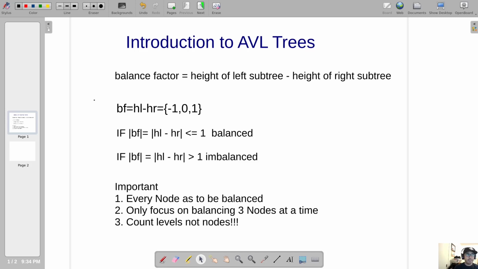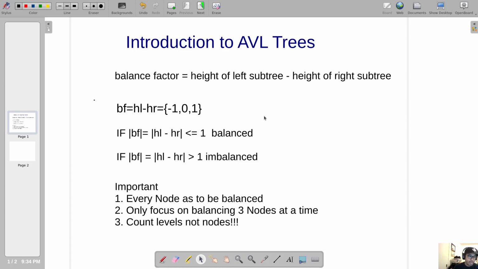And the rule for an AVL tree is that all the nodes have to be balanced. And if one node is imbalanced, the whole tree is imbalanced. So how do we calculate the balance factor for each node? We get the height of the left subtree minus the height of the right subtree, and it has to be either -1, 0, or 1. If it's not any of these three, the tree is imbalanced.